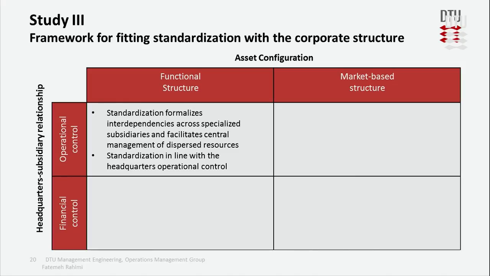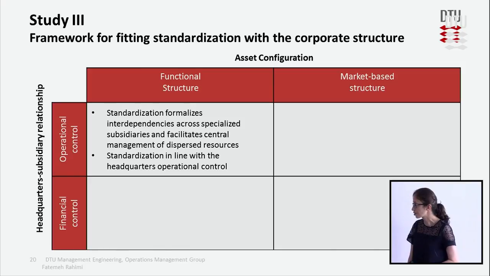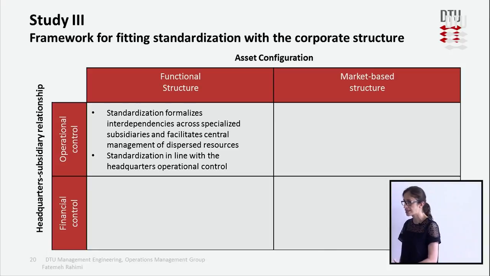As I mentioned before, process standardization better fits multinational corporations that are structured for global integration. In such cases, standardization formalizes interdependencies across specialized subsidiaries and facilitates central management of dispersed resources. In addition, in such corporations, the role of the headquarters and its operational control over the subsidiaries allows for defining and enforcing common process standards.